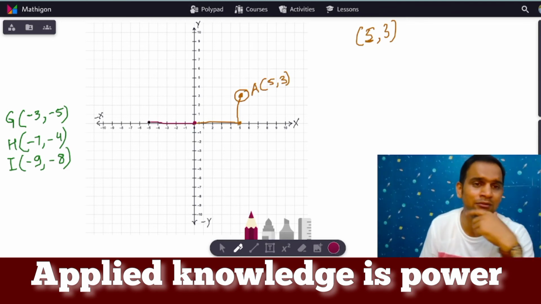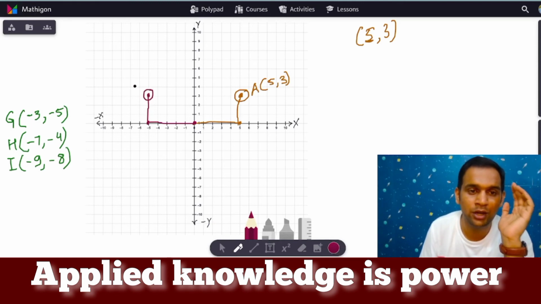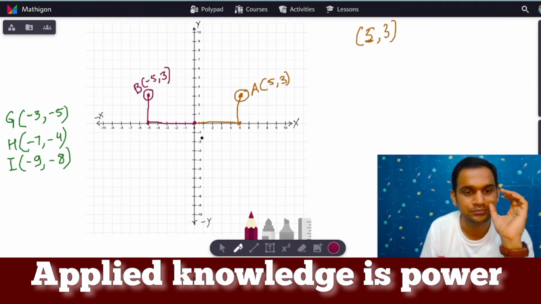You can also do that with y-axis, no problem at all. So minus 5 comma 3, we reach over here. So this particular point we will name it as B, which is minus 5 comma 3. The other point over here is 0 comma 8.